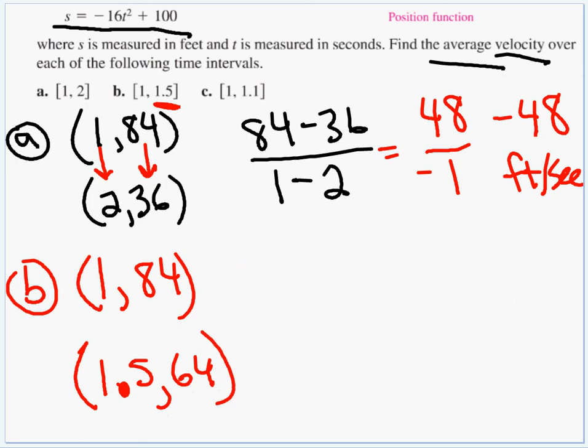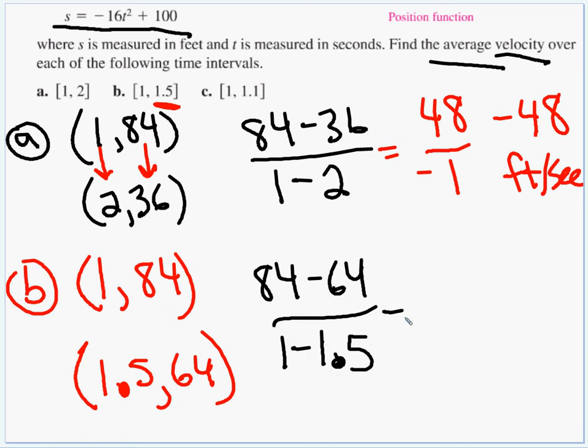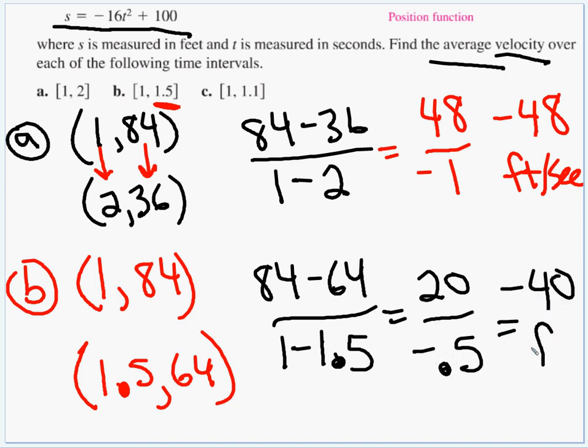So our slope will look like 84 minus 64 over 1 minus 1.5. So our numerator is 20, our denominator is negative 0.5, and that gives us an answer of negative 40 feet per second. So now instead of falling a full second, we went from the first second to 1.5 seconds, and we see the average rate of change, the average over the interval, has changed a little bit. I'm going to start a new slide so I don't have to erase.